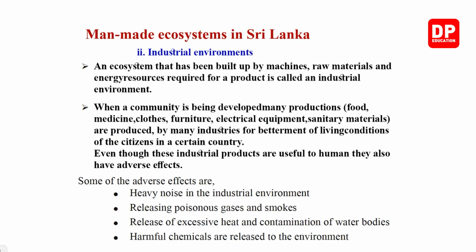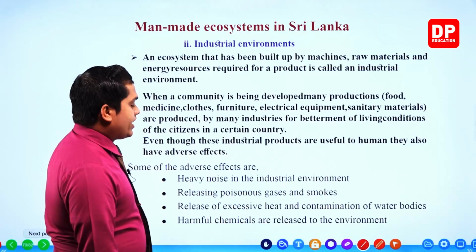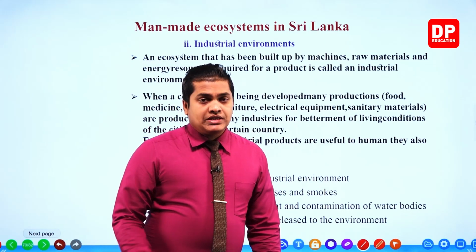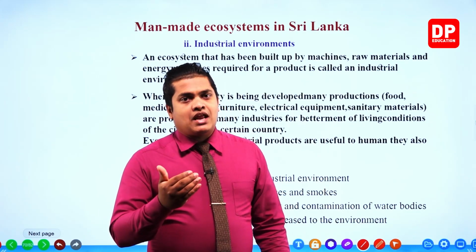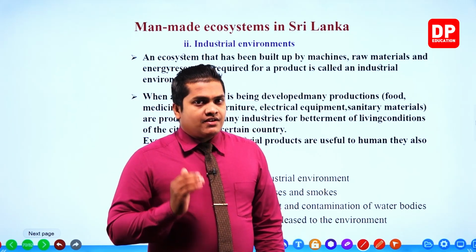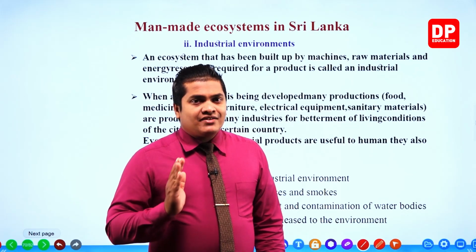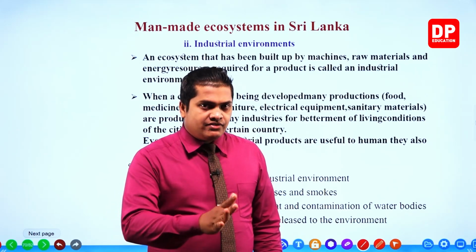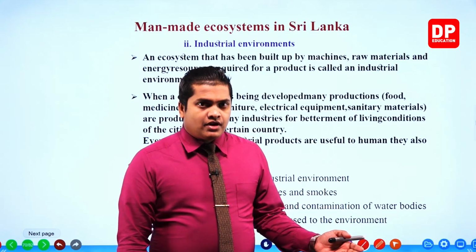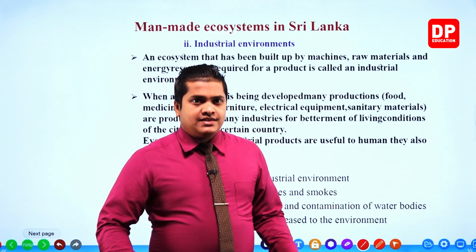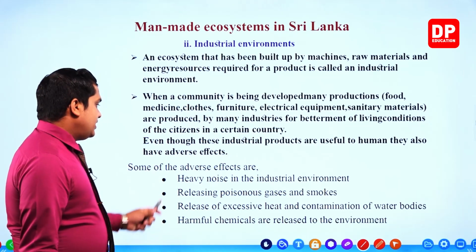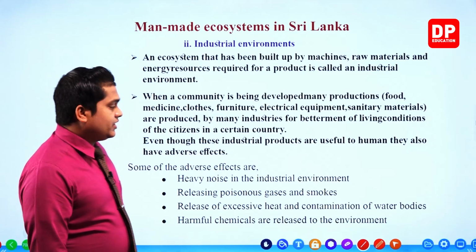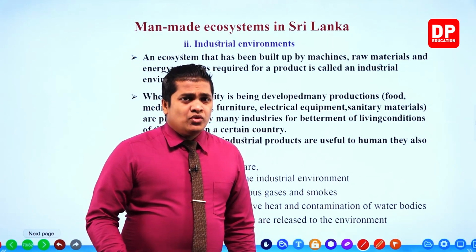Even though these industrial products are useful to humans, they also have adverse effects. Even though these things provide a good and sound life to human beings, there are several adverse effects, and these are going to happen to the environment. So indirectly, we also face the adverse effects of those effects. Now let's see what those things are. The first one given, my dear children, is heavy noise in the industrial environment. In industrial environments, heavy noise is going to be emitted.